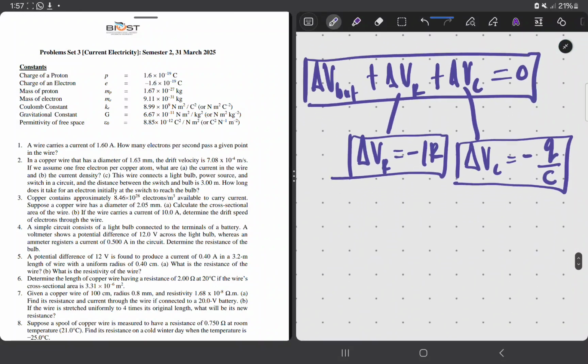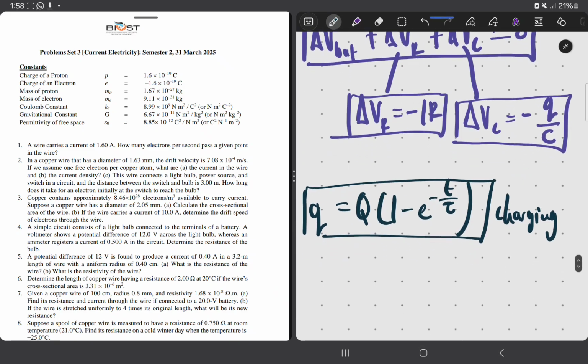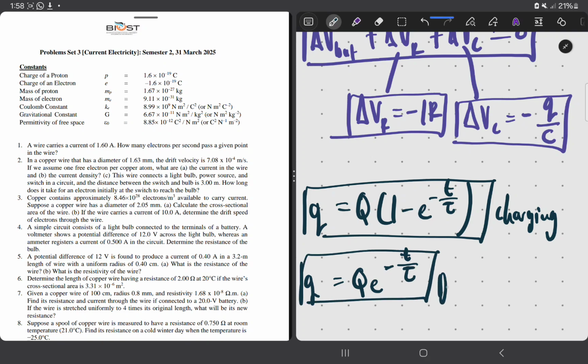There we go. Now we are going to put the last thing, and that is capacitor charging and discharging. For charging, small q is equal to Q maximum, multiplying 1 minus e to the negative t over tau. This is for the charging of the capacitor, if you want to find the charge in it at any given time. For the capacitor discharging, if you want to find the charge in it whilst it's discharging, it's going to be Q maximum times e to the negative t over tau.